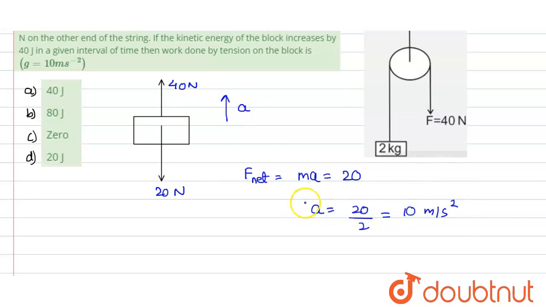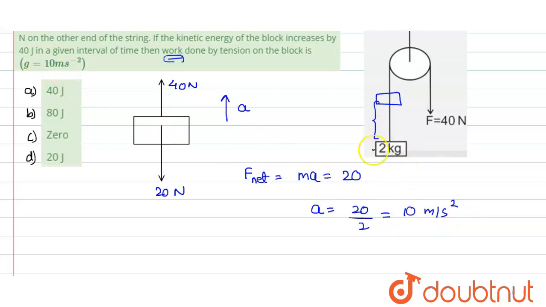Now this is the acceleration. Why are we finding the acceleration? Because we need to find the work done. So work done would be the tension force, which is 40, multiplied by the displacement. We need to know how much this body has moved. Now we know that it is moving upward with an acceleration of 10 meter per second square.